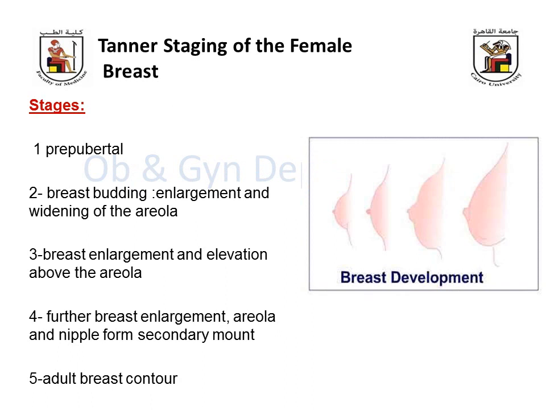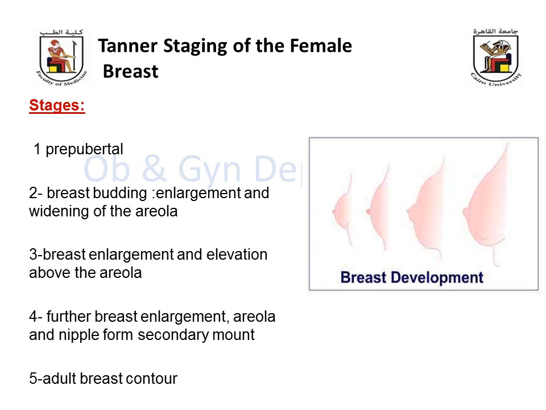For development of the breast, there are 5 stages. Pre-pubertal, where the breast is small and there is nothing above the surface of the chest. Then breast budding, the start of which involves an increase in the size of the breast. The breast bud starts to be elevated above the level of the chest with widening of the areola. This stage of breast budding is stage 2 of Tanner staging. Then breast enlargement and elevation above the areola.